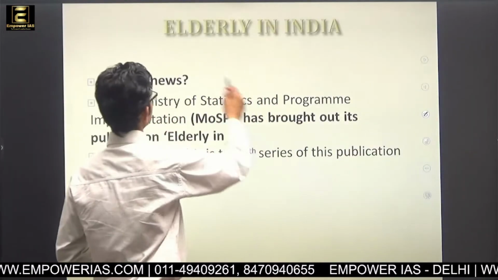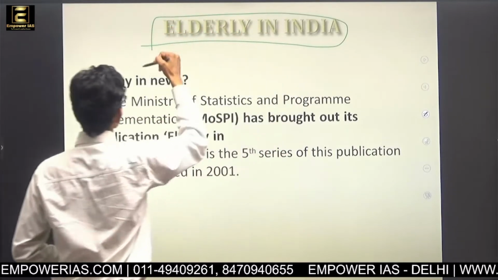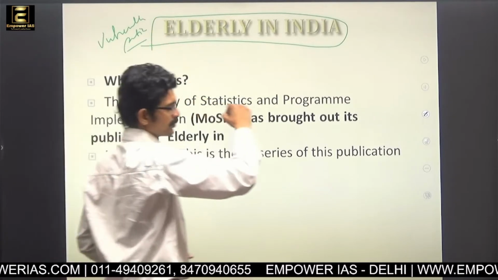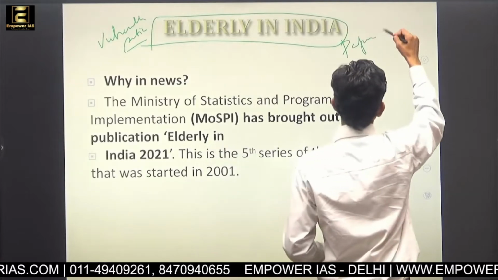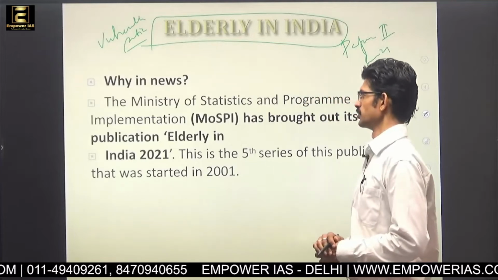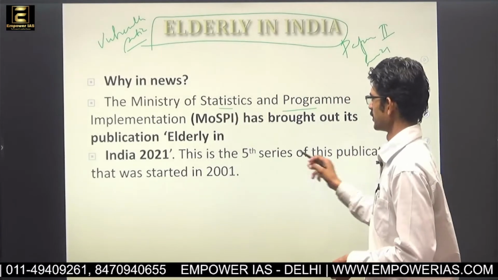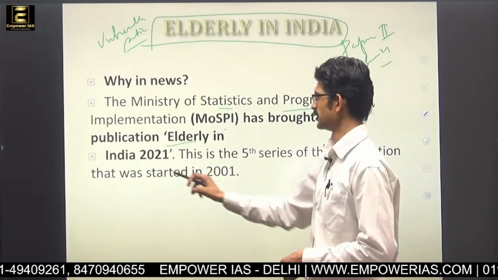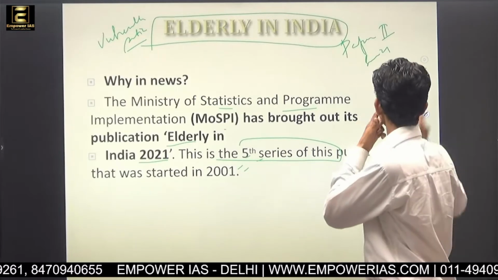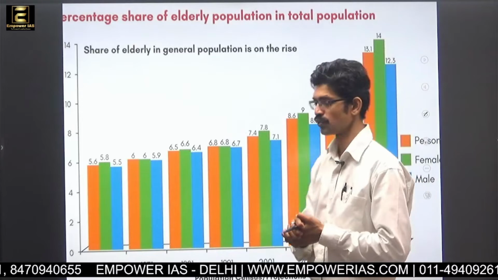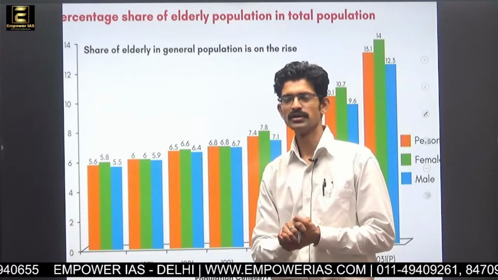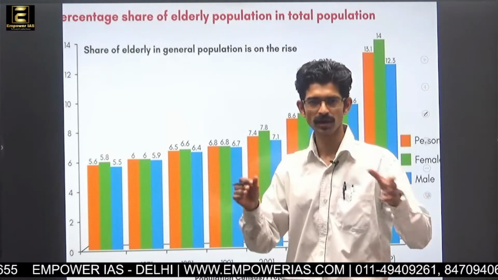Next part is elderly care in India. Again that is a part of the vulnerable section, paper 2, social justice. So why in the news? It comes into news as the Ministry of Statistics and Programme Implementation has brought out elderly care in the 5th series of the publication, which was started in 2001, and it relates to the care and protection of old age people. So Vayoshri Samman Yojana, Vridha Pension Yojana, old age pension schemes are all part of these elderly care and protection measures.